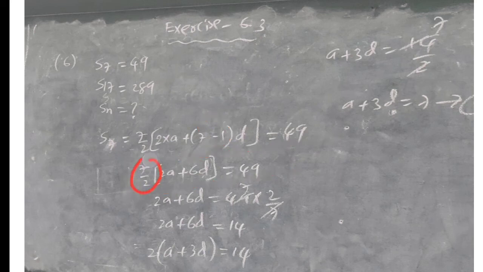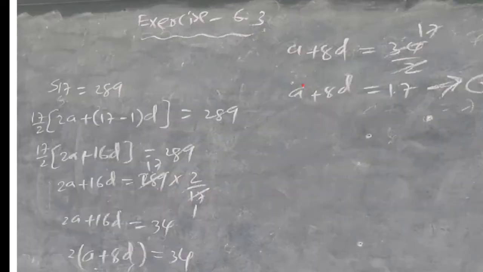Now 7 by 2 transposes to the RHS side. So 2a plus 6d equals 49 into 2 by 7. 7 ones are 7, 7 sevens are 49. So 2a plus 6d equals 14. Here we can take 2 common. So 2 bracket of (a plus 3d) equals 14, then a plus 3d equals 14 by 2, so a plus 3d equals 7. This is equation 1. Next, the second condition is S17 equals 289. So, same as previously, 17 by 2.